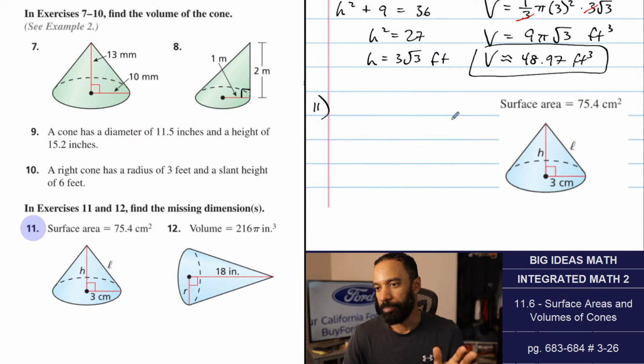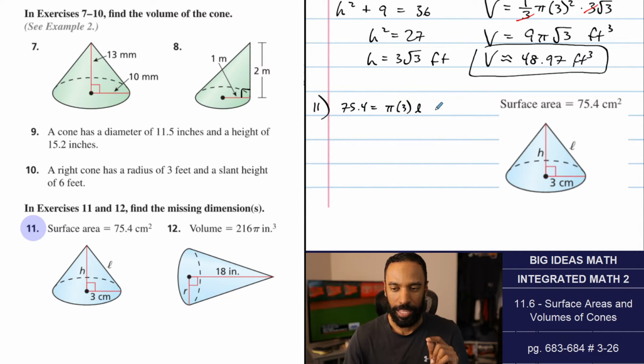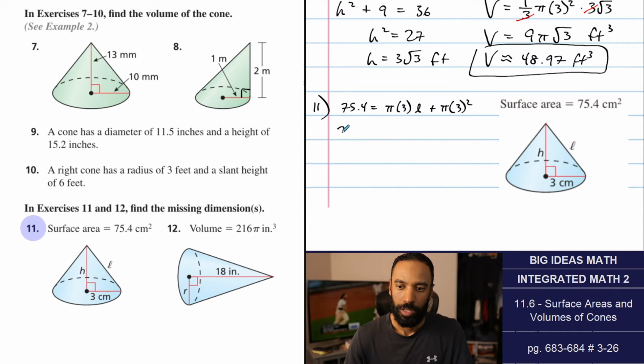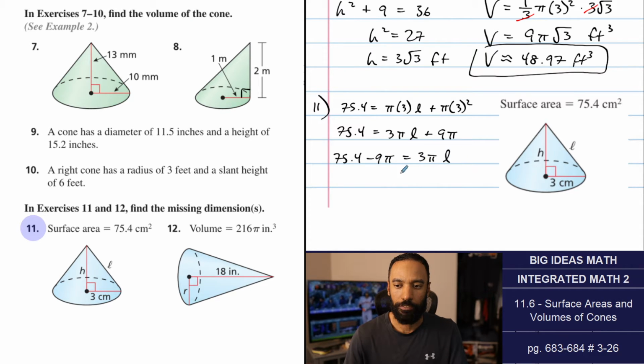Given that surface area, we'll start off with the formula to work this out. Surface area equals pi r L, where L is unknown, plus pi r squared. So that's 3 pi times L plus 9 pi. If we're going to work things out slowly, I can subtract 9 pi from both sides. And then to solve for L, I can divide both sides by 3 pi. So 75.4 minus 9 pi, all over 3 pi. Now that's an exact answer.